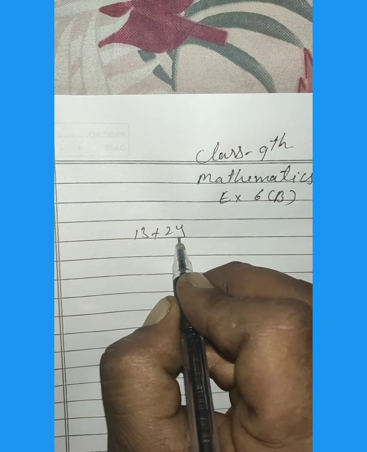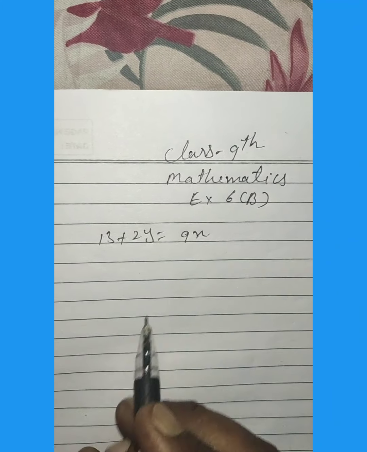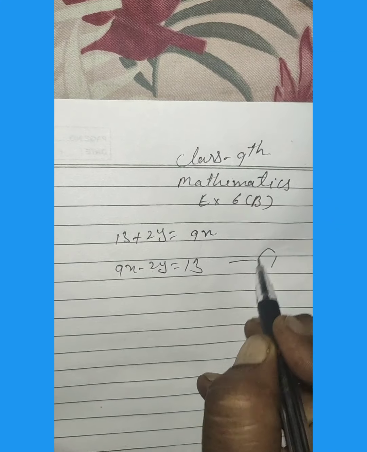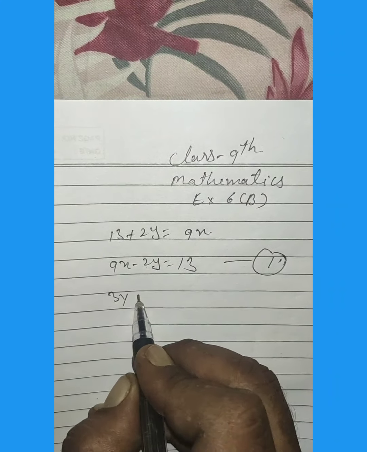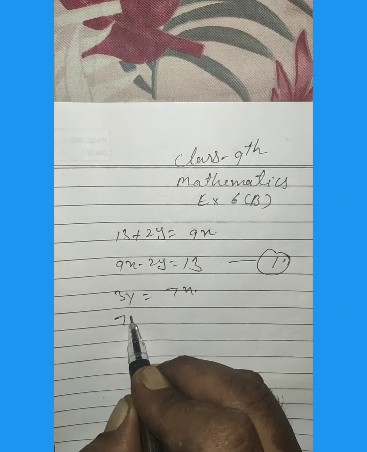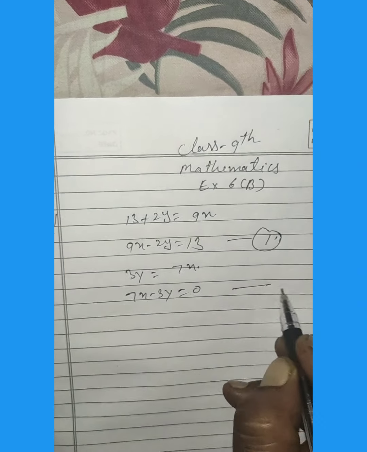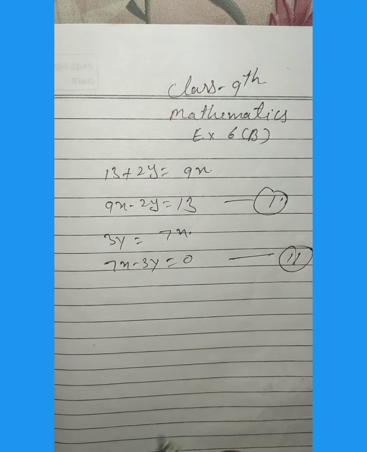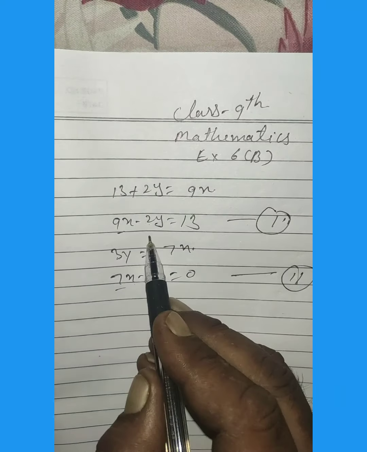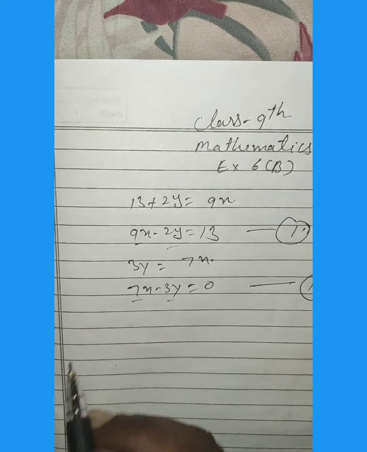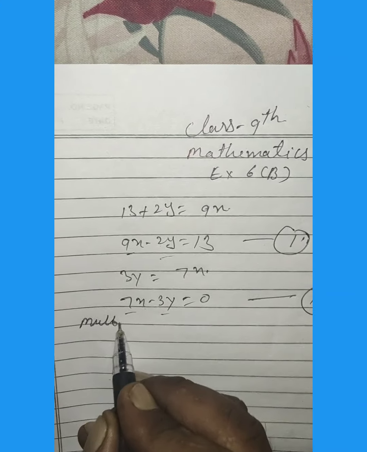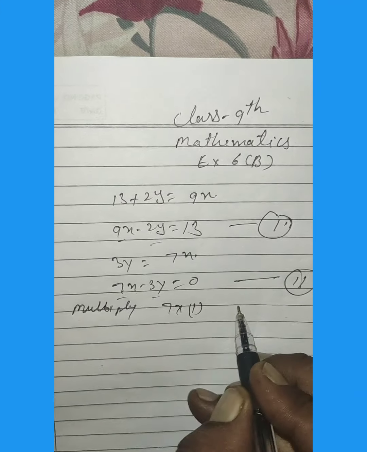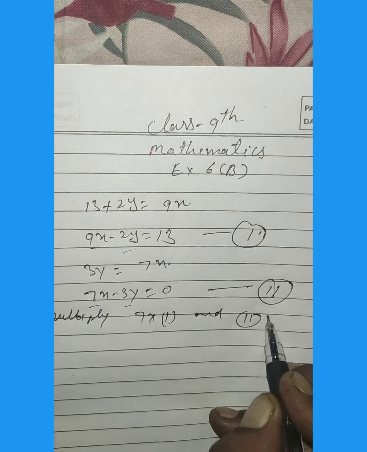13 plus 2y is equal to 9x. So this can be written as 9x minus 2y is equal to 13, equation 1. And 3y is equal to 7x, or 7x minus 3y is equal to 0, equation number 2. Now we have to equate the coefficients of either x or y. If you want to equate the coefficient of x, then multiply equation 1 by 7 and equation 2 by 9.